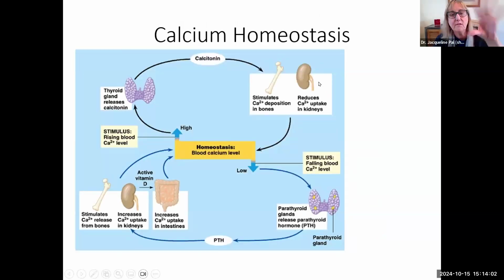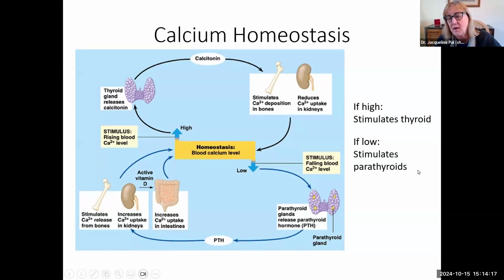So homeostasis here is the yin and the yang between calcitonin and PTH, and this is happening all the time in your body. So if high, you're stimulating your thyroid to kick out calcitonin. If low, you're stimulating your parathyroids to kick out parathyroid hormone. Notice, no matter what happens, there's no hypothalamus, no releasing hormones, no inhibiting hormones, and there's no pituitary, no neurohypophysis, no anterior lobe of the pituitary either, no flat pig involved.